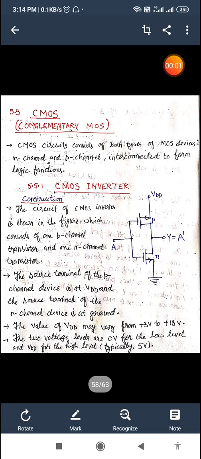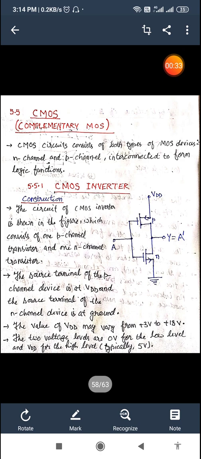Hello students, after discussing several types of digital logic families, now I come to the last member of the digital logic family, that is the CMOS, complementary MOS. So we can say that basically a CMOS circuit consists of both types of MOS devices, that is N channel and P channel, interconnected to form logic functions.